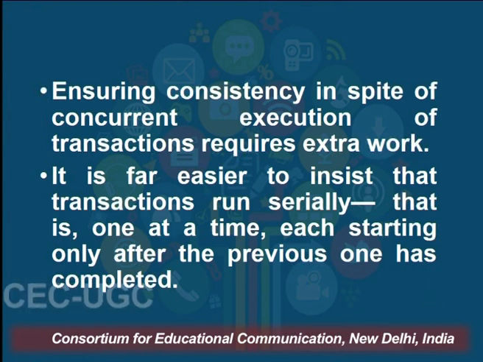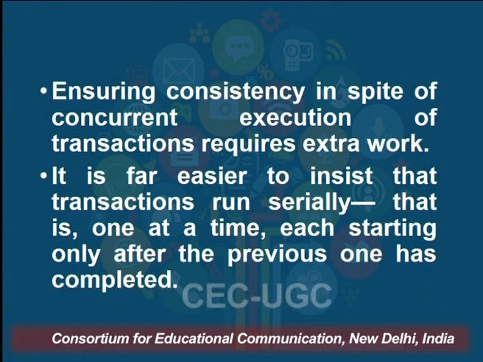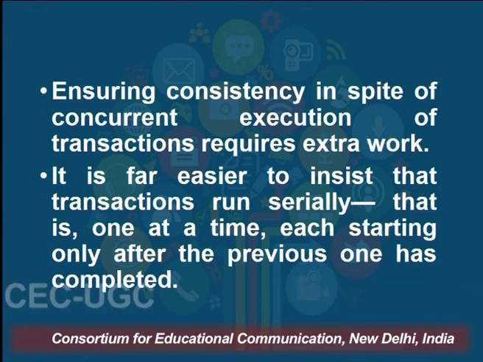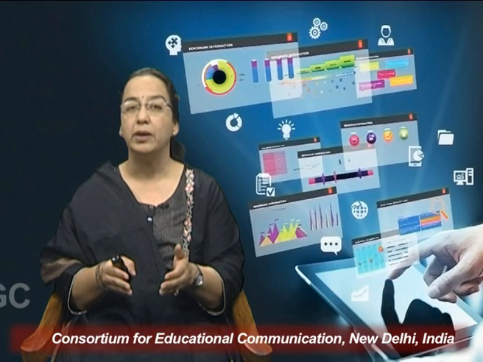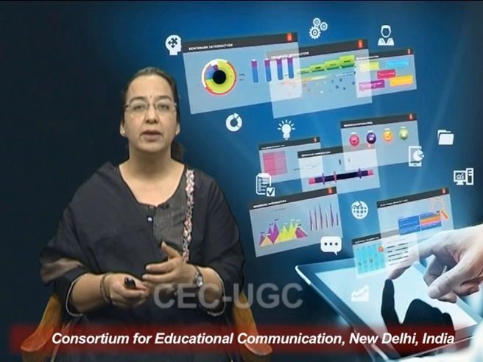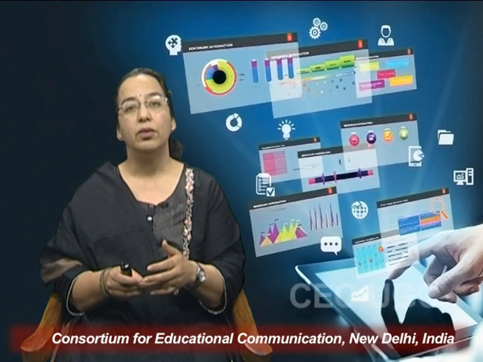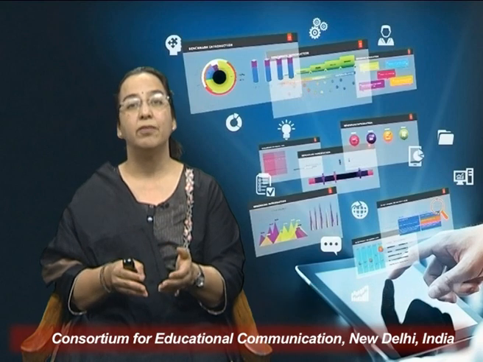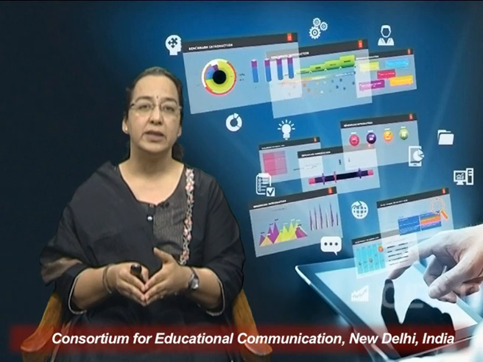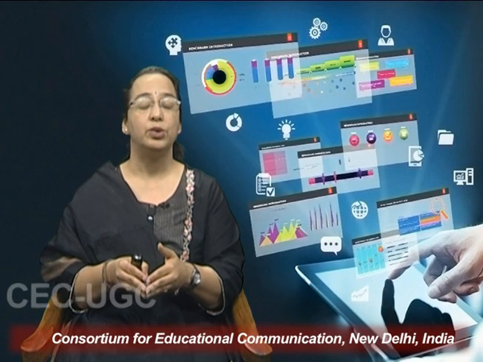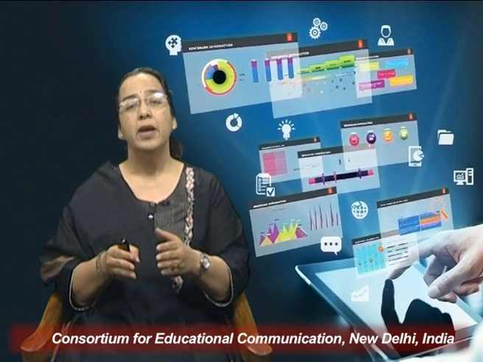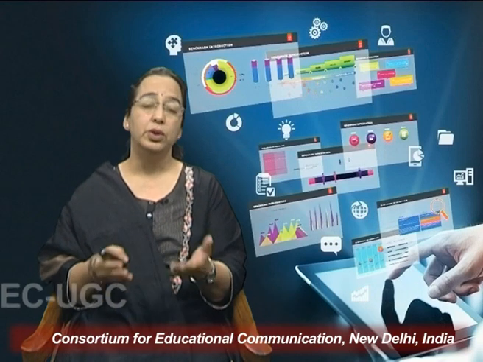Here we have two different concepts which we are trying to bring together. One is that we need concurrent execution of the transactions. Also, maintaining consistency is the need of the hour. So ensuring consistency along with concurrent execution definitely requires some extra work. Now what if we don't do that?